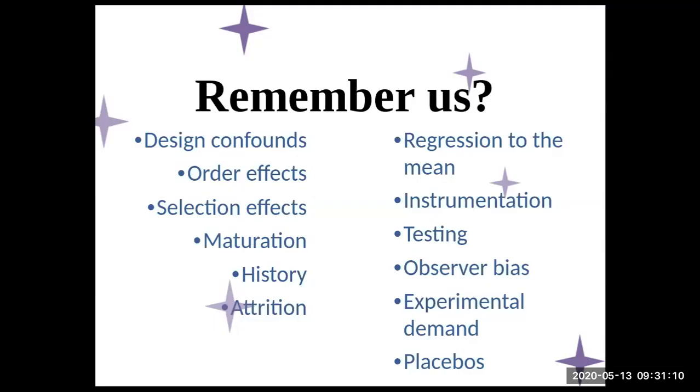The dirty dozen: design confounds, order effects, selection, maturation, history, attrition, regression, instrumentation, testing, observer bias, experimental demand, and placebos. We're still trying to evaluate our claims for these. It's just that in the real world, especially, sometimes there are things that you cannot randomly assign for ethical reasons or just for general reasons. And I'm going to give you some examples.